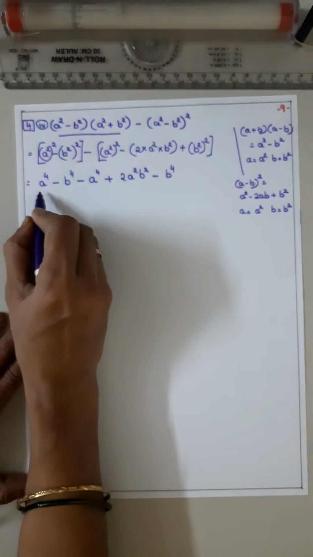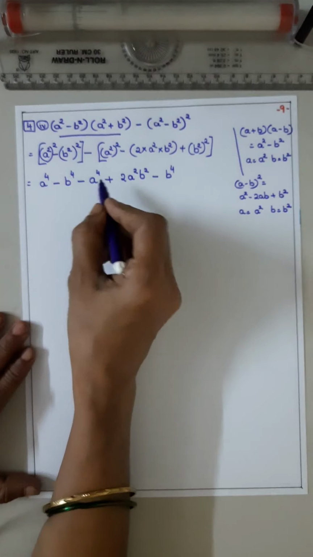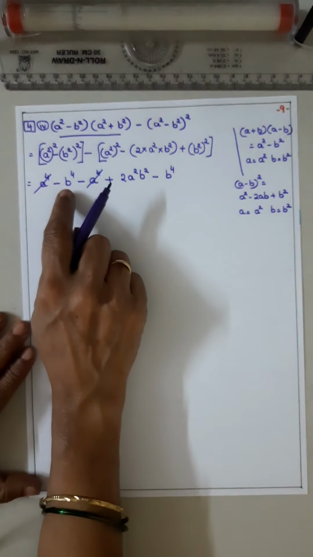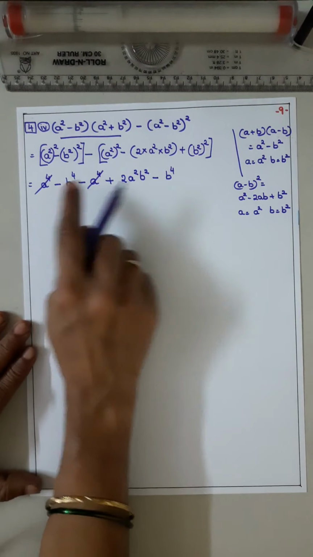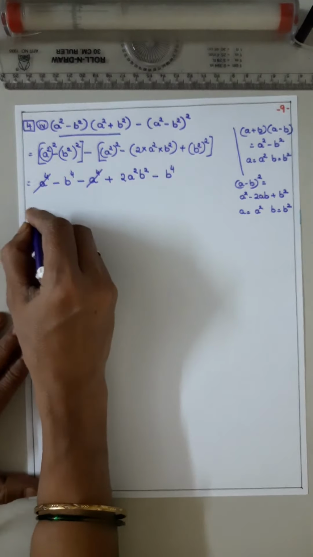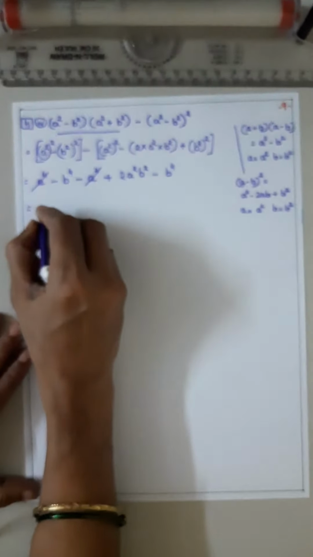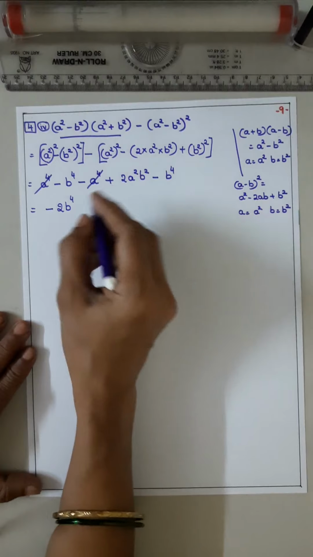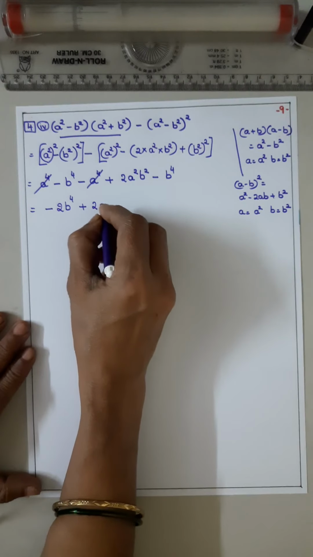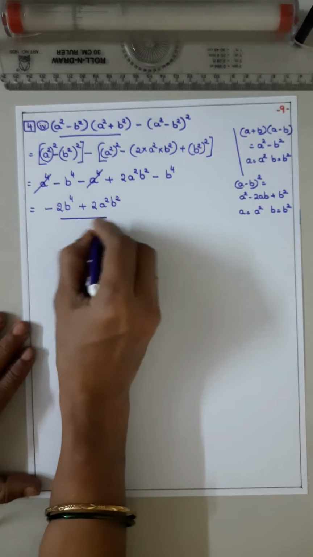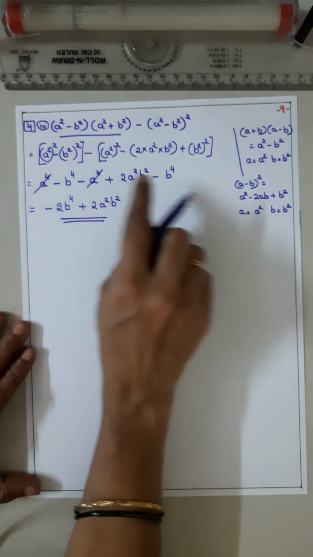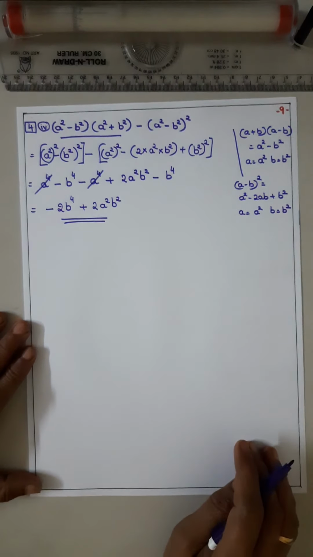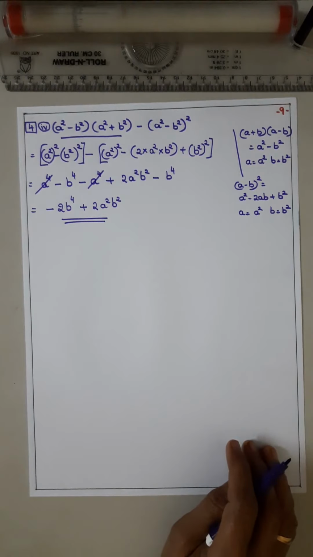So now a to the power 4 minus a to the power 4 get cancelled. Now what's remaining? Minus b to the power 4 minus b to the power 4 means they don't get cancelled. Minus 2b to the power 4. Now here it will be plus 2a squared b squared. So it is minus 2b to the power 4 plus 2a squared b squared. So this is the final answer.